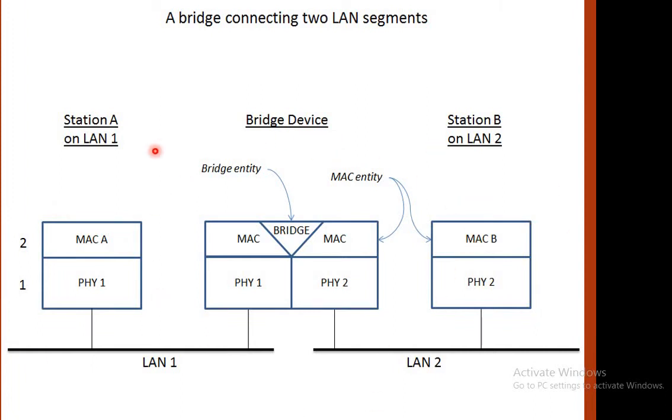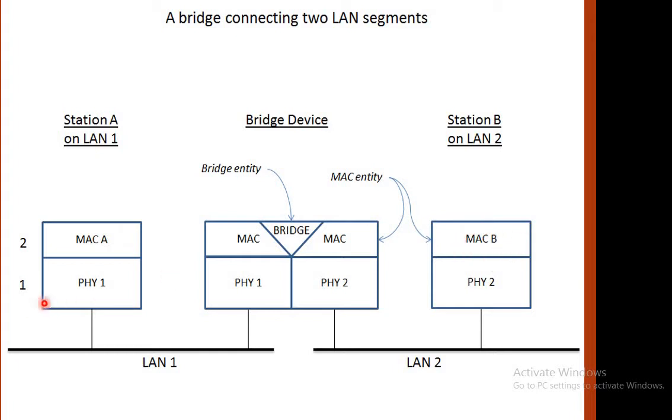Here this is your first station on LAN 1 and this one is a second station on LAN 2. This is station A and station B. In between we are using the bridge. What will the bridge do? It will identify the MAC address and based on that it will perform the connectivity. The MAC address of the first device, let it be A, and the MAC address of the second device is B.